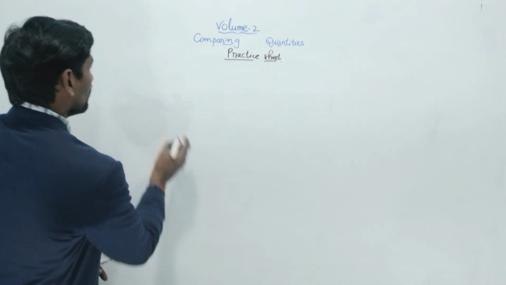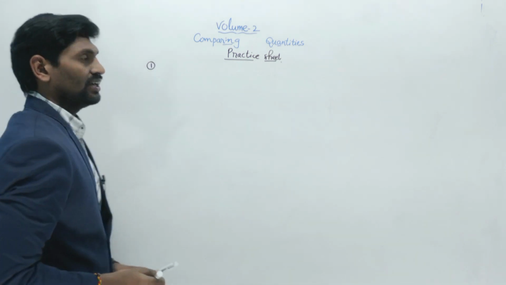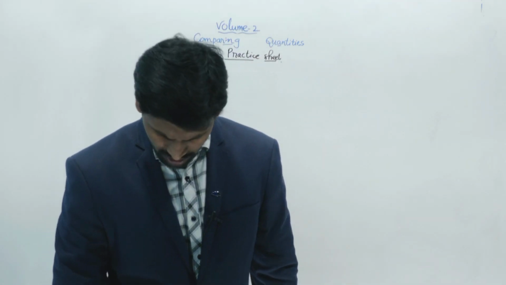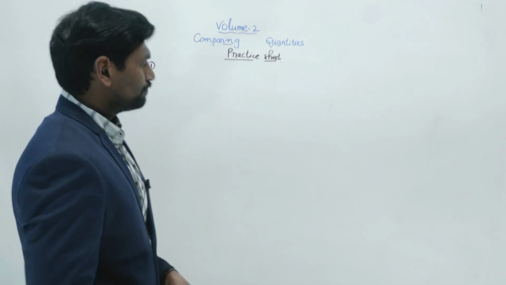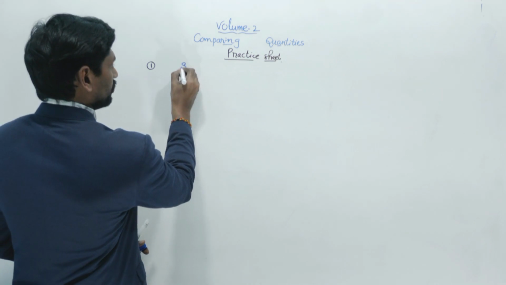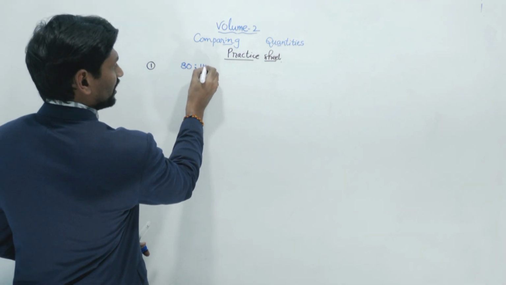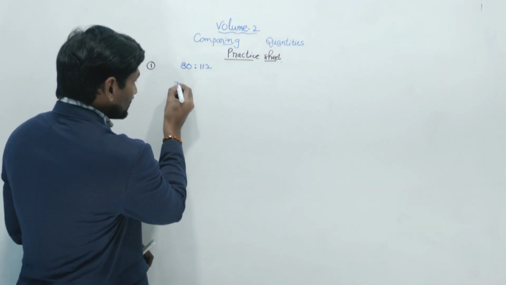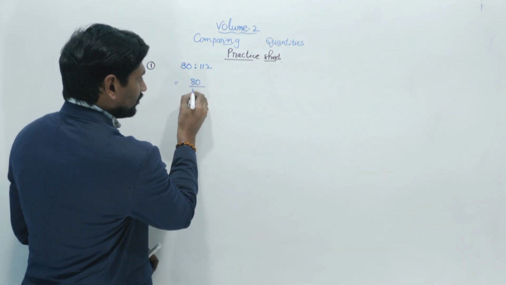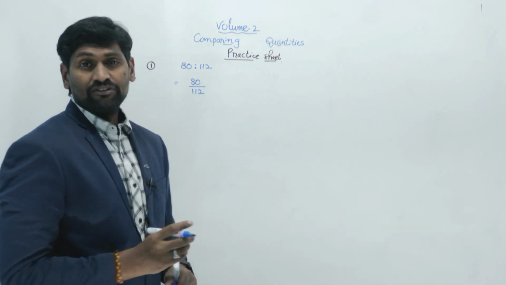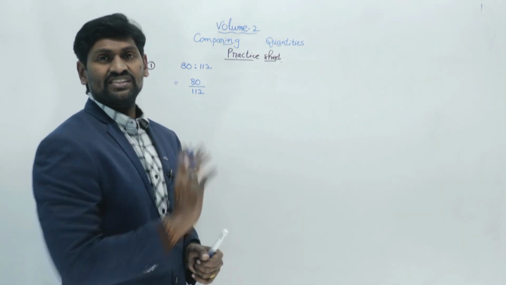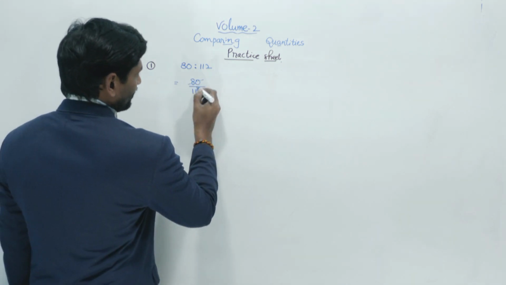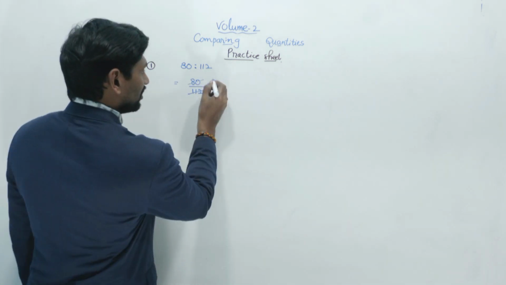Okay. The first problem is given: the simplest form of the ratio 80 is to 112. To find the simplest form, let us convert them into fractional form, identify the common factor, and cancel both the numerator and denominator. So I can cancel both of them by the 4 table.